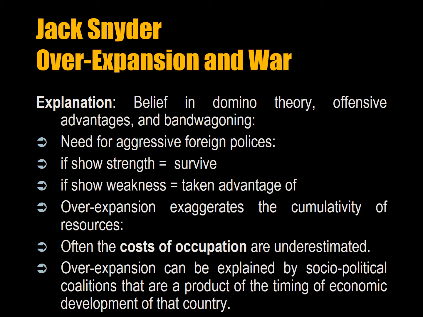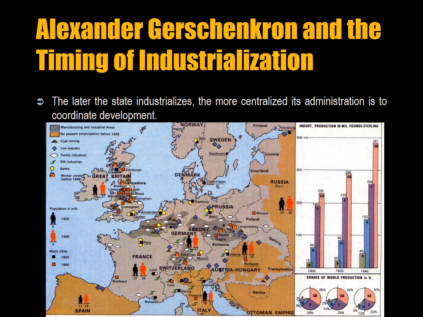From 1800 to 1840, you had increases in European manufacturing. You had Great Britain, France, Germany, and Russia. And in part because of population expansion, but also because of industrialization, they were able to develop their economies.